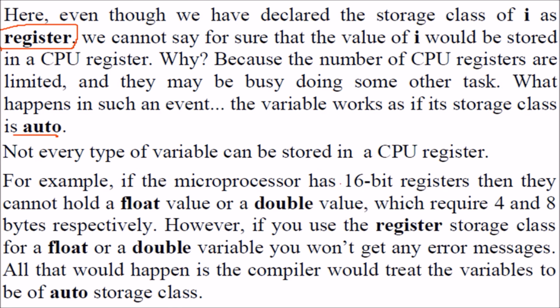The microprocessor says not every type of variable can be stored in a CPU register. If the microprocessor has 16-bit registers, they cannot hold float and double, because these are 4 bytes and 8 bytes respectively. So if you use the register storage class for a float or double variable, you won't get any error message. The only thing that will happen is that it will be treated as an auto storage class.